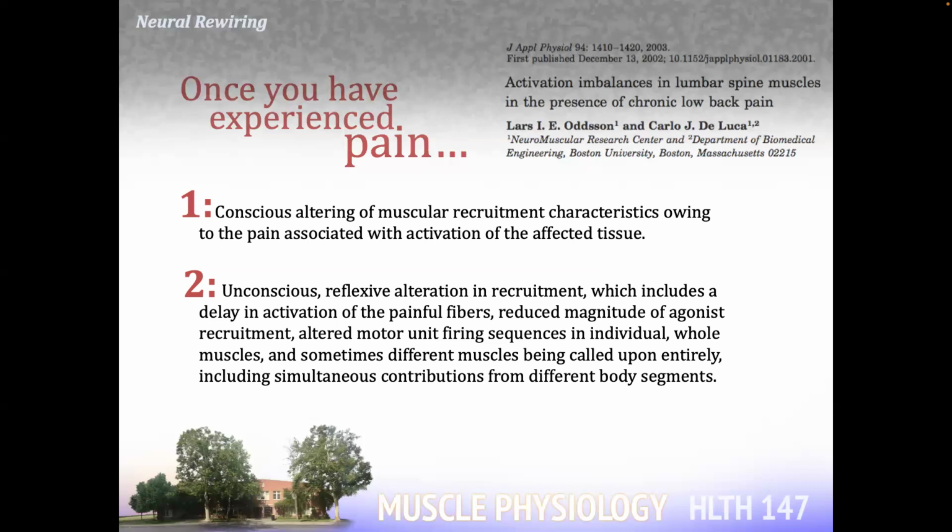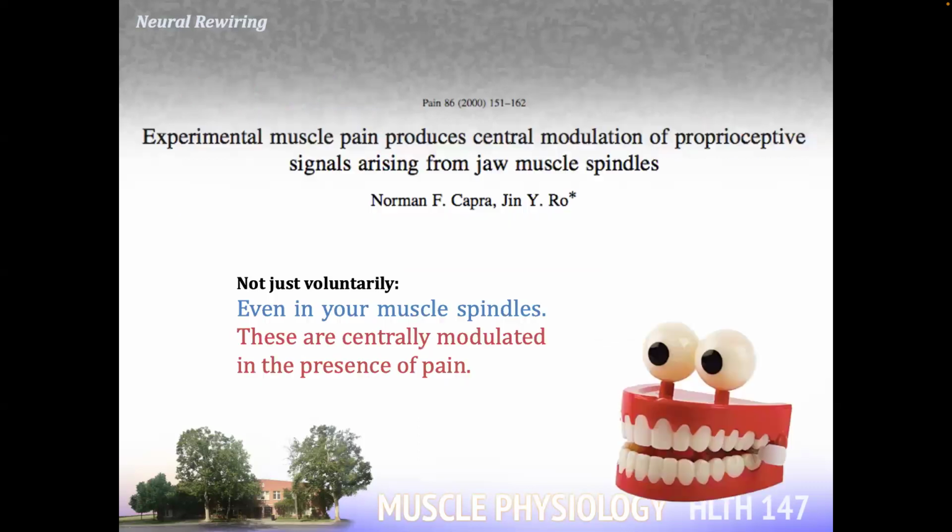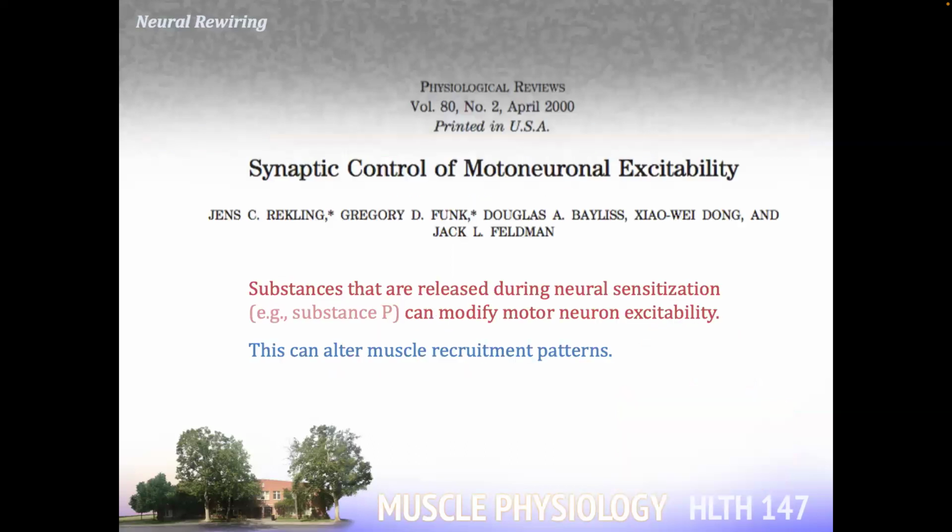But even if you try to move normally, there's an involuntary, unconscious alteration in neuromotor characteristics. Concentrate as hard as you want on flexing correctly. It won't happen. It's not entirely under your control. And some of these differences aren't even normal voluntary recruitment. I mean, we're looking at reflex arcs, like muscle spindles being hijacked by pain.